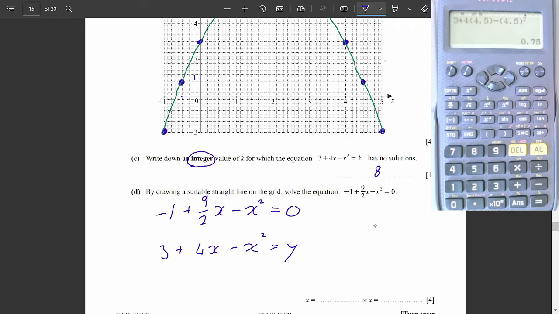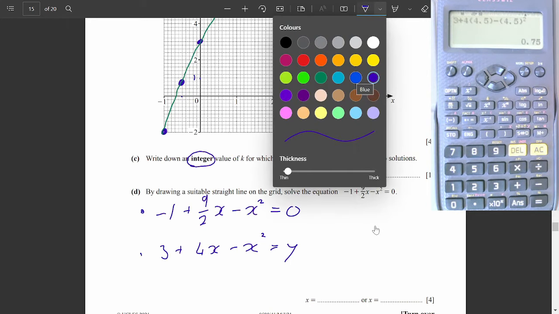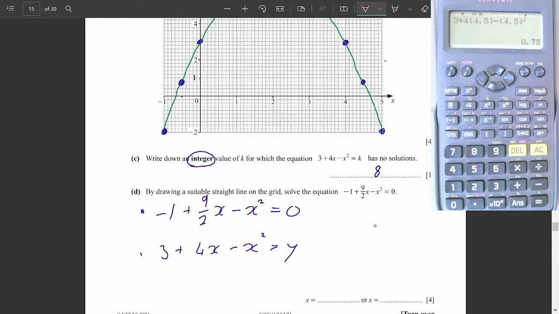We need to use that graph. How do we get from this equation to the one we have? Let's see. Okay, we're going to have to do what? We're going to have to get from minus 1 to 3. We need to add 4.